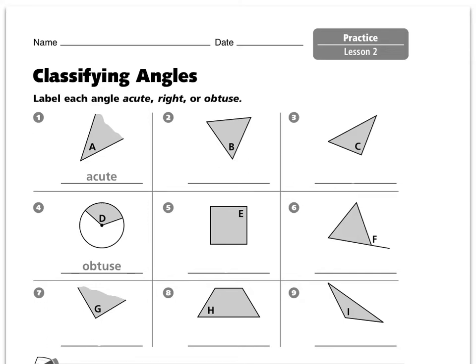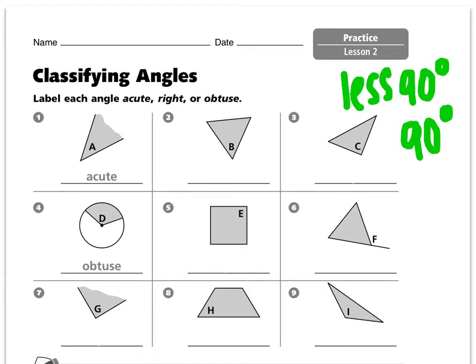Let's look at Chapter 4, Lesson 2, Practice Classifying Angles. We need to label each angle as acute, right, or obtuse. So remember that an acute is anything that's less than 90 degrees, and a right angle is 90 degrees, and an obtuse angle is going to be more than 90 degrees. So keep that in mind as you are working through these.